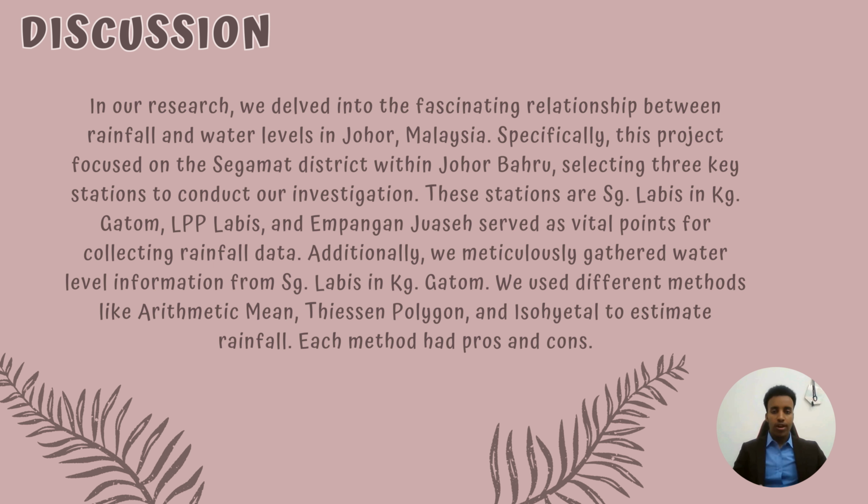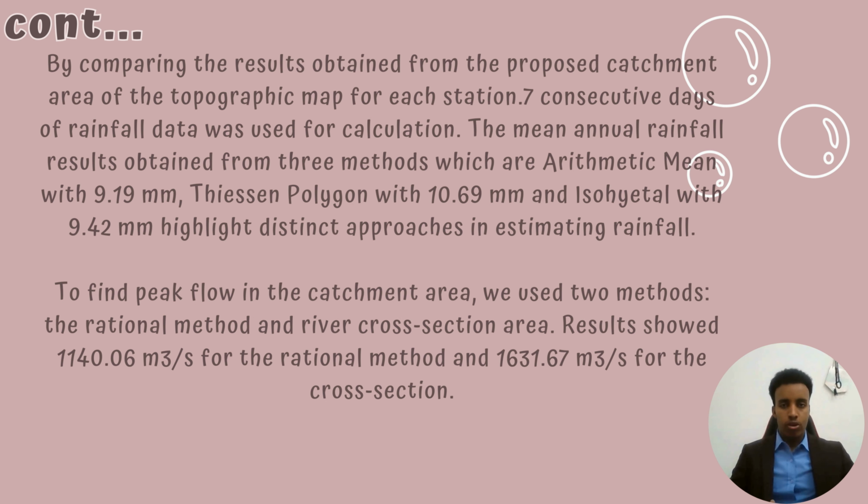We use different methods like arithmetic mean, Thiessen polygon, and isohyetal to estimate rainfall. Each method has pros and cons, or advantages and disadvantages. By comparing the results obtained from the proposed catchment area of the topographic map for each station, we take the rainfall data for 7 consecutive days to do the calculation. The mean rainfall results obtained from the three methods are arithmetic mean with 9.19 millimeters, Thiessen polygon with 10.69 millimeters, and isohyetal with 9.42 millimeters. This highlights the distinct approaches to estimating rainfall.